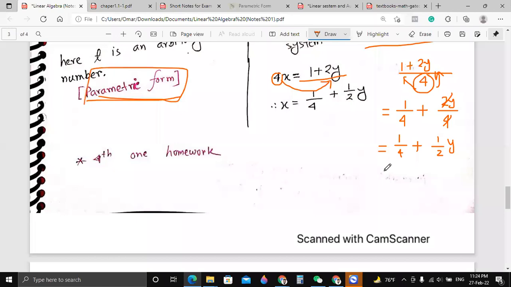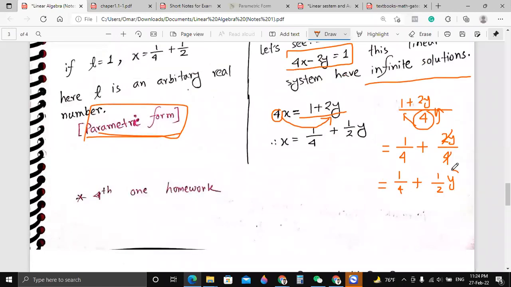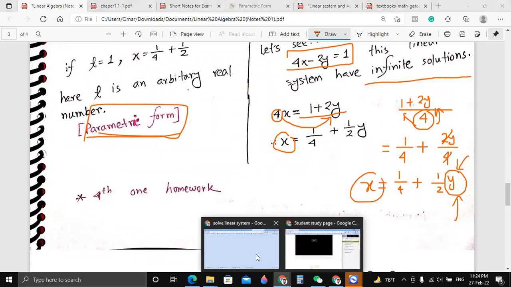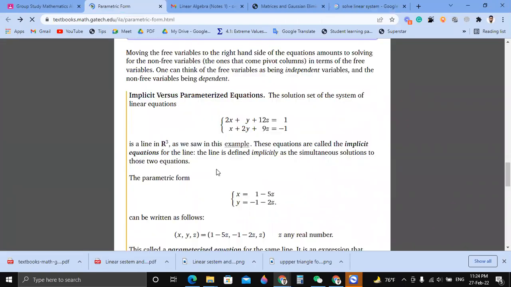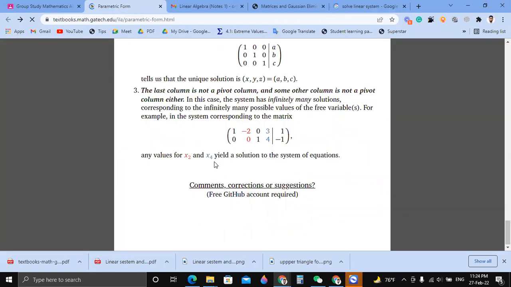In parametric form, you can take any random value of y, and you will find a value of x. You can take any random value of y, and you will find a value of x. So let me show you a real example here. So how does it look inside some kind of real life situation?